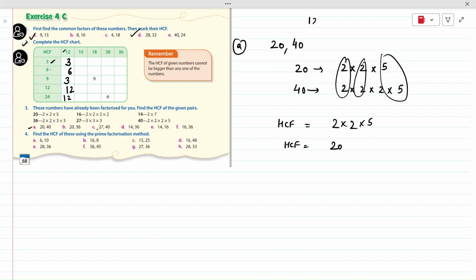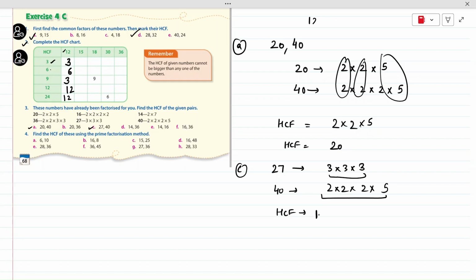Next, I'm also picking the C part, where we have 27. I'm writing the factors of 27, which is 3 into 3 into 3, and 40 again. For 40 we have 2 into 2 into 2 into 5. So if we see here, nothing is common. So what will be the HCF if nothing is common? 1. Okay, HCF will be 1 in that case.